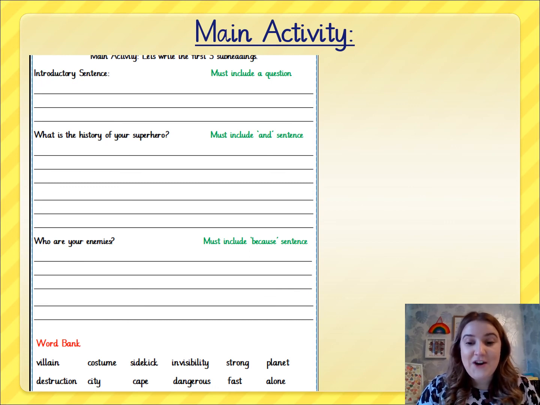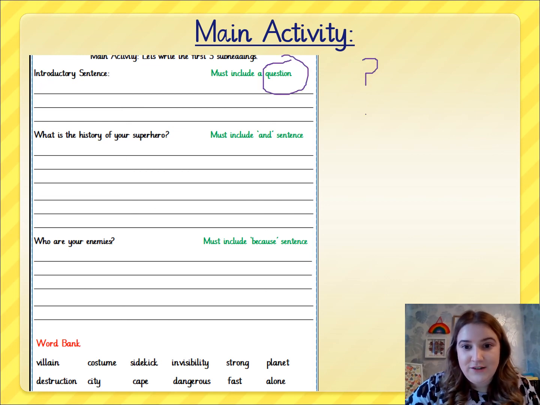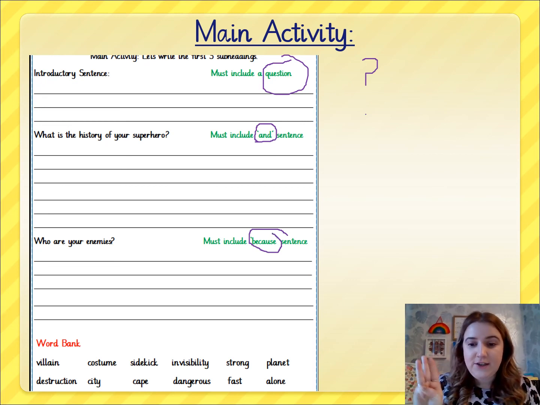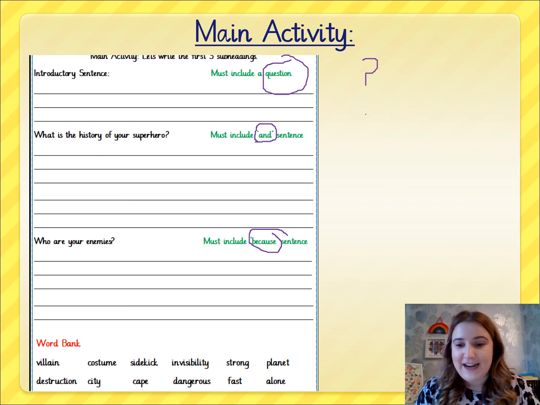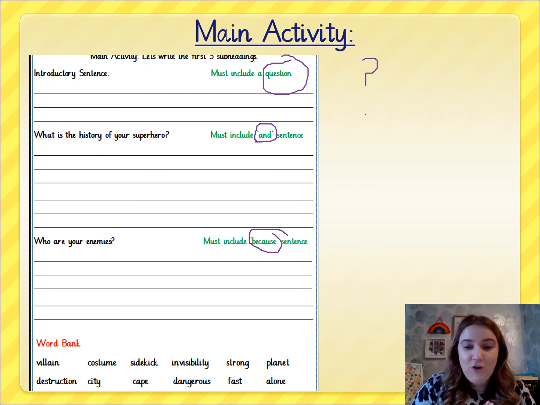Okay, I cannot wait to see your ideas. And remember, there are 3 key things that I'm looking for today. I'm looking for a question in your introduction. Okay, I'm looking for an and sentence in your history of a superhero, and I'm also looking for a because sentence. Those are the 3 key features that I'm searching for in your writing today. Have fun writing, and I cannot wait to read the first 3 subheadings of your fact file.